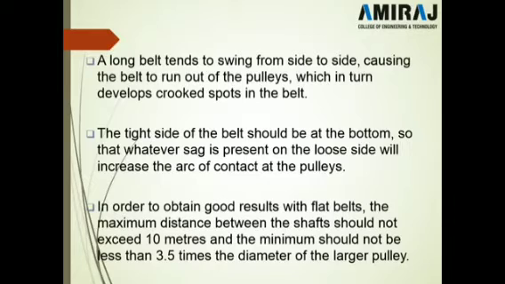The tight side of the belt should be at the bottom, so that whatever sag is present on the loose side will increase the arc of contact at the pulley, right? It means the tight side of the belt should be at the bottom. Why? Because the two pulleys connected with the help of the belt are one the driver pulley and second the driven pulley, right?